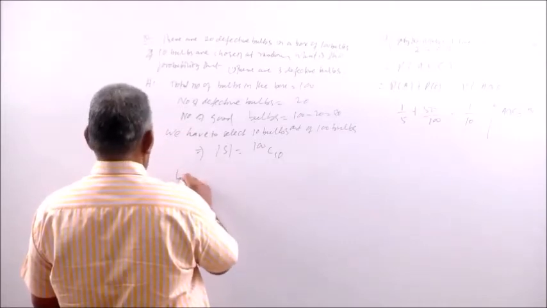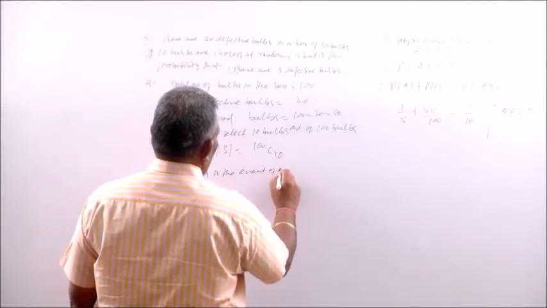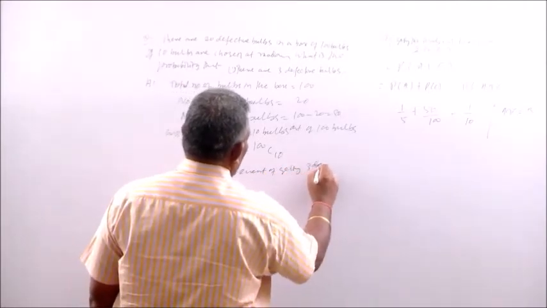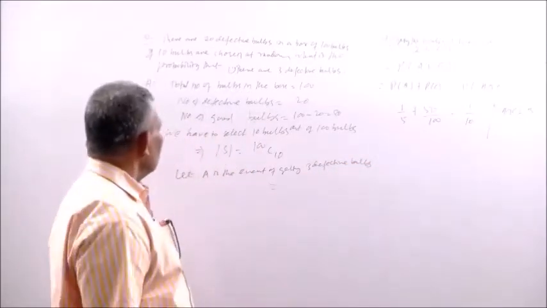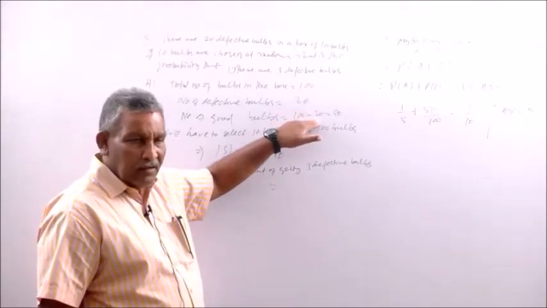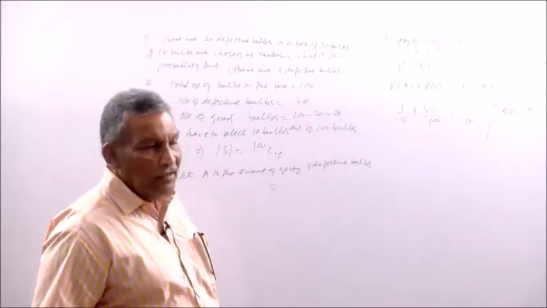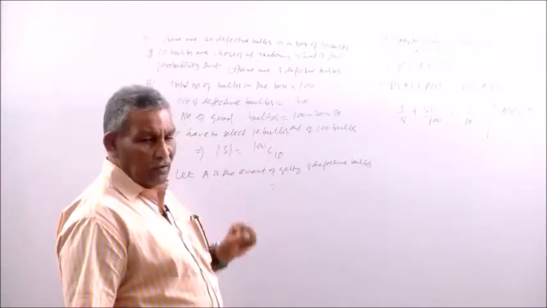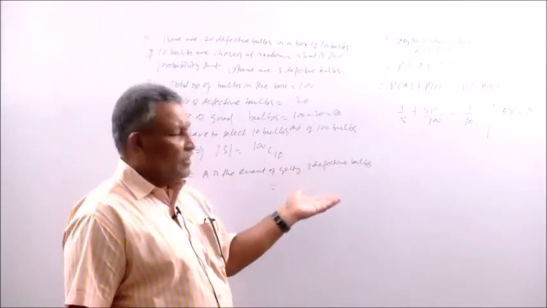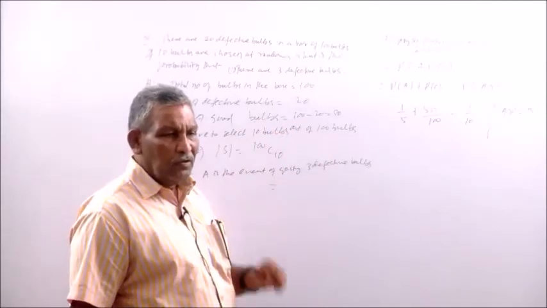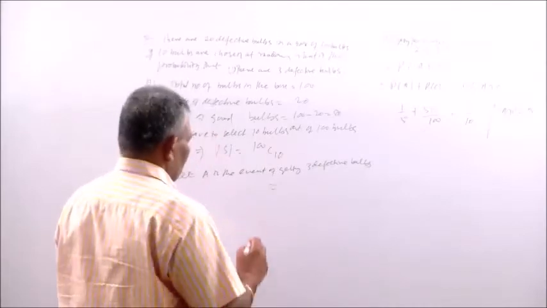Let A be the event of getting 3 defective balls. See here, the number of defective balls is 20. You have to select 3 defective balls. That can be done in 20C3 ways. But we are selecting 10 balls. That means if 3 of the 10 balls are defective, then the remaining 10 minus 3, 7 balls must be good. So these 7 balls can be selected out of 80 balls.